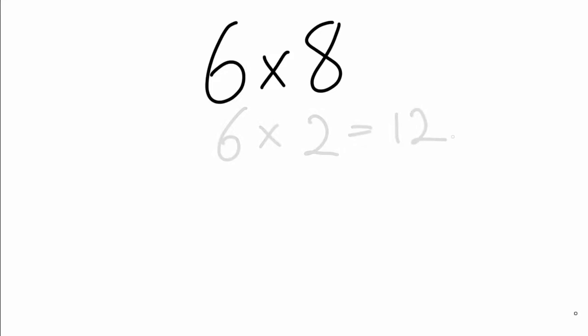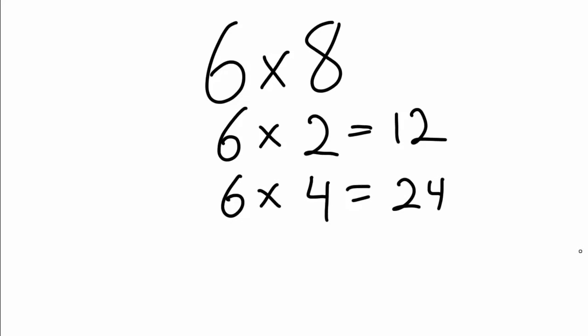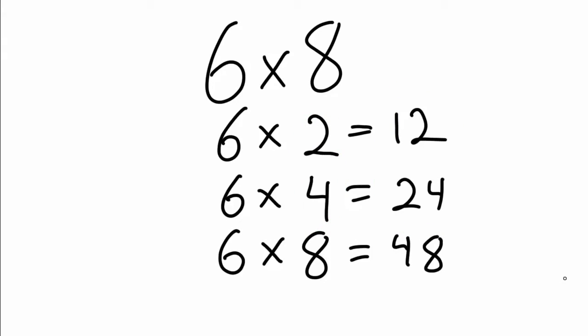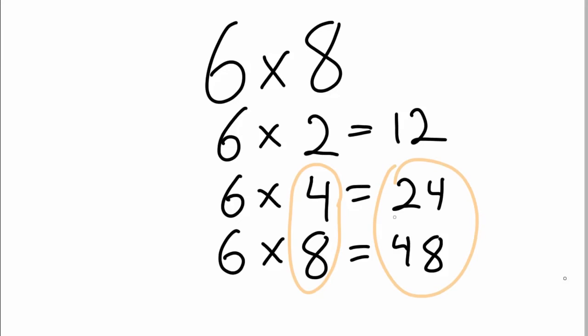Let's make the 8 a 2 for the problem. 6 times 2 equals 12. Now double the 2 to a 4, which becomes 6 times 4 equals 24. Notice again, not only the factor was doubled, but the product doubled as well. Again, let's double the 4 to an 8, and the equation becomes 6 times 8 equals 48. Doubling the factor also doubled the product to 48.